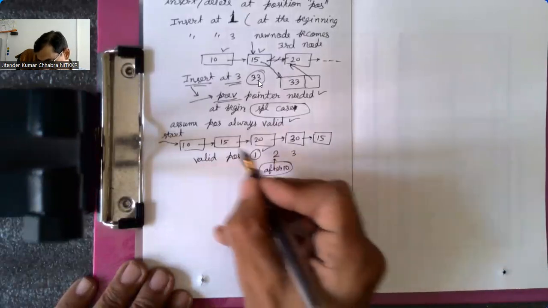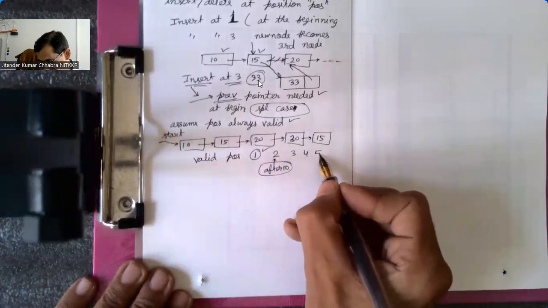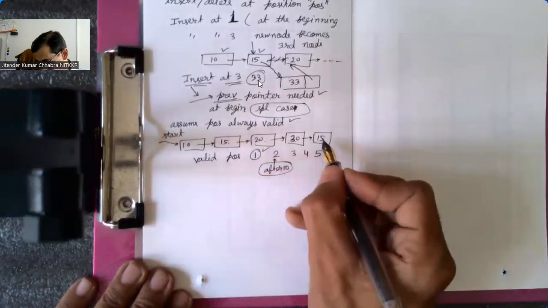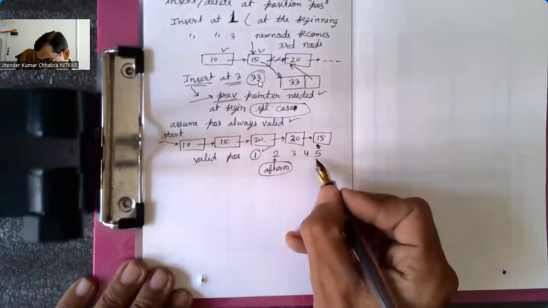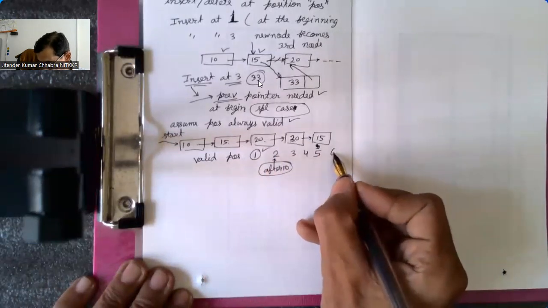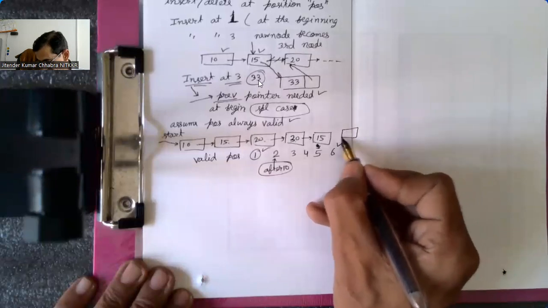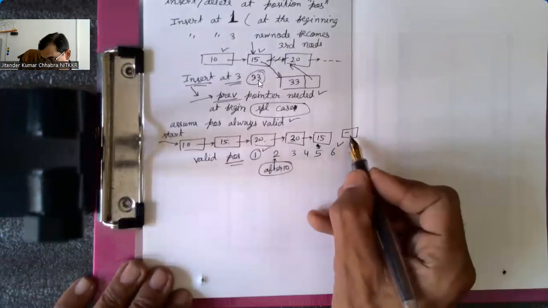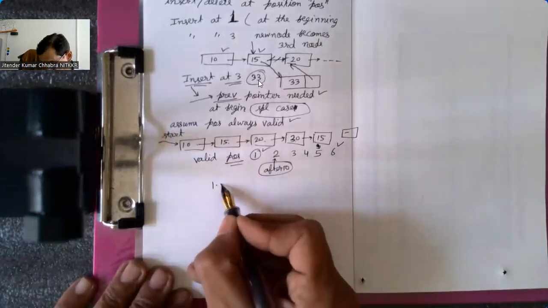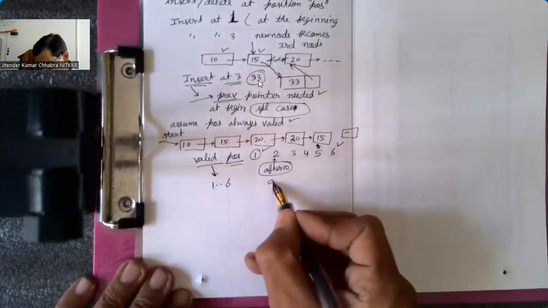Similarly, it can be 3 after 15, before 20, after 4, after 5. 1, 2, 3, 4, 5. So a position can be 5 also. That 5 will mean after 30, fifth node will be the new node. Valid position is 6 also. 6 means effectively at the last. This is a valid position, so 6 can be possible. So anything 1 to 6 is valid, and anything other than this is invalid.